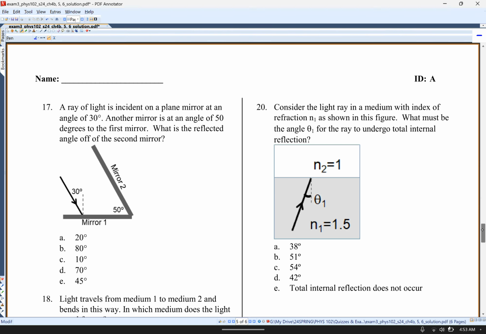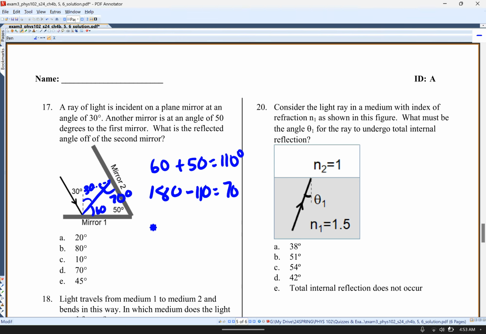All right, here we got a reflection. This is 30 degrees, that's 50 degrees. Let's just draw it out. So I know that this is 30. That means this is 60. 60 plus 50 equals 110. That means that this angle is going to be 110 or 180 minus 110, which is 70 degrees. That means that this angle is 20. 90 minus 70 equals 20. And so the reflected angle is also going to be 20 degrees. So A is the right answer.